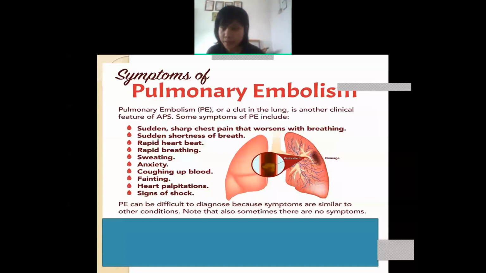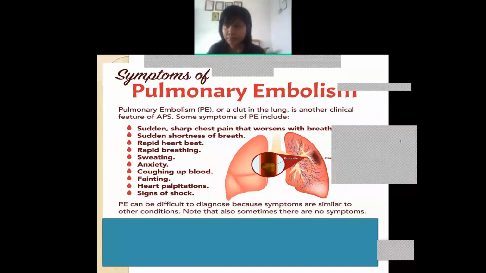So all these heart palpitations, the heart will beat very fast, and signs of shock. If the person has shock, what will happen? Obviously, the blood circulation won't be normal anymore. So that's why it will hamper in this manner. I hope it's clear.